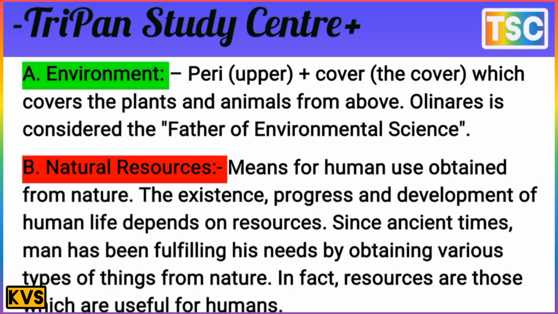Originaries is considered the father of environmental science. Natural resource means anything obtained from nature for human use.